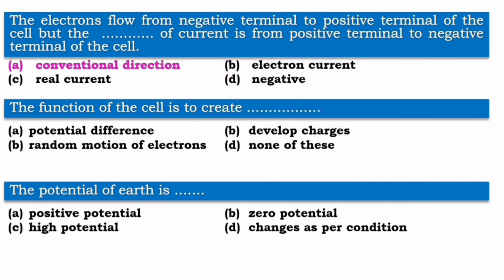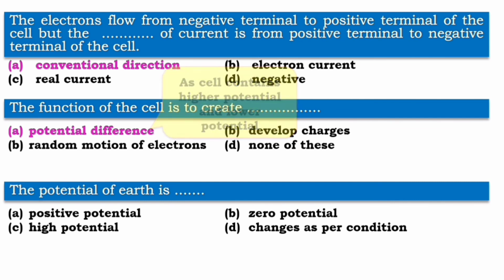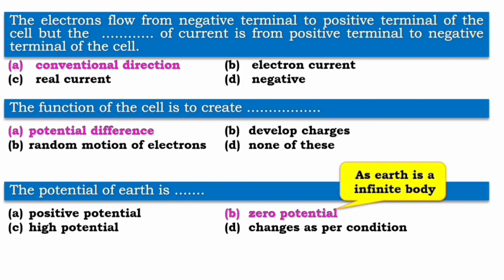Moving to the next question. The function of the cell is to create, it's a very easy one, the potential difference, as a cell contains higher potential and lower potential. The last question: the potential of earth is, the easy one, zero potential, as the earth is an infinite body.